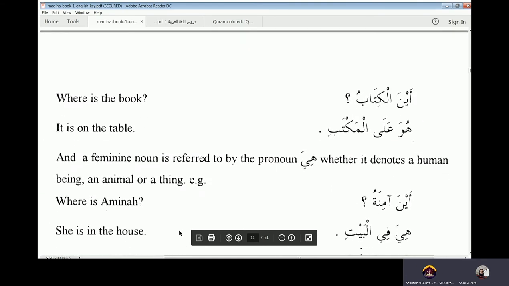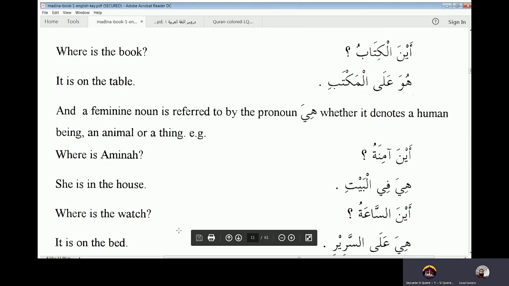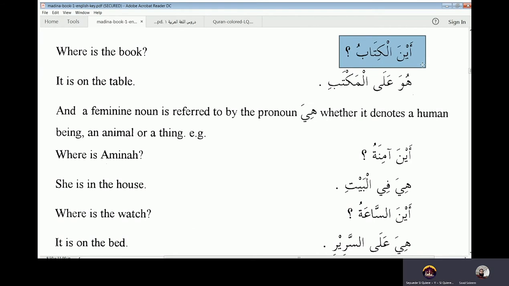Where is the book? Aina al-kitabu. It is on the table. Huwa al-maktabi.